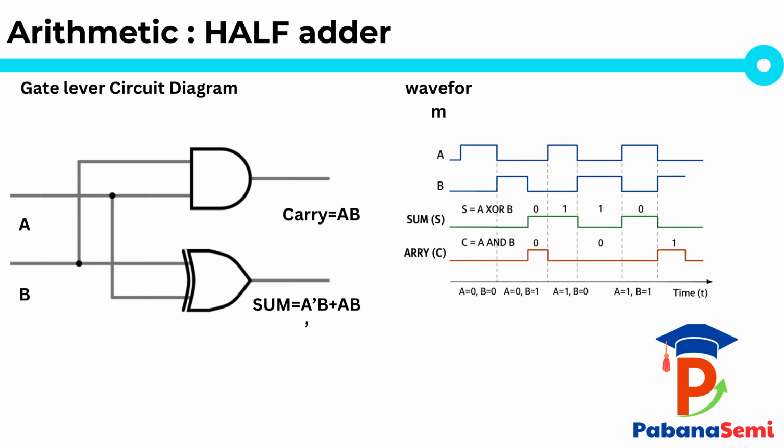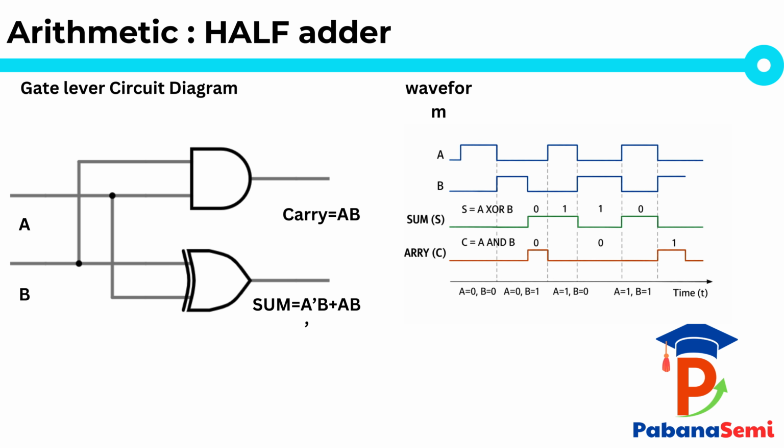On the left, the circuit is built using two basic gates. The sum output is generated by an XOR gate, so S equals A XOR B, which is also the same as A B prime plus A prime B. The carry output is generated by an AND gate, so C equals A AND B, or simply AB. On the right, the waveform confirms this behavior across the 4 input cases.